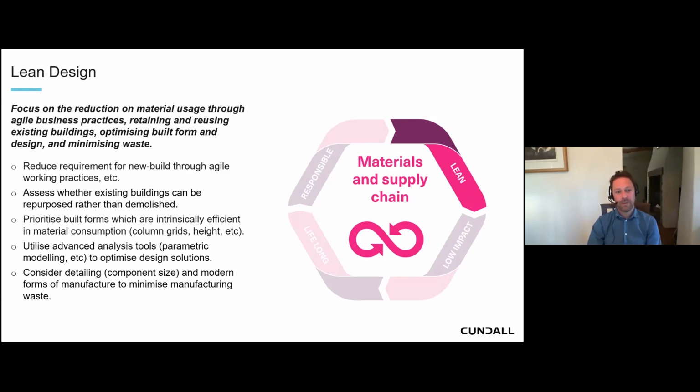Then it's looking at what existing assets we have. Can existing buildings be repurposed rather than demolished? And looking at the built form of those buildings when we move to new builds. So what column grids, what height of buildings start to become optimum in terms of floor efficiency, but also carbon efficiency. And then as we move through there, we can look at advanced analysis tools that further optimize that built form, and then look at how we can minimize waste as we go forward. So just a couple more points on those.